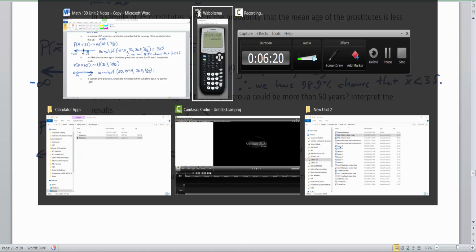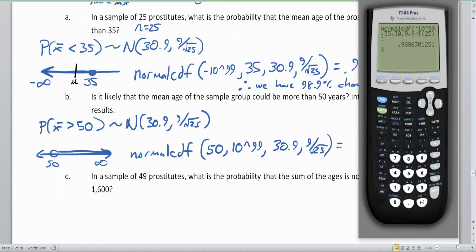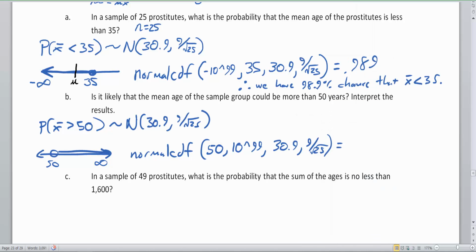Okay, so then go back to the calculator here. Let's click on second vars and then go down to normal CDF. And we're going to go from 50 to 10 raised to the 99th power. And everything else is set up fine. And now we get an answer of 1.3 e negative 26. Now you might think that that's 1.3%, but that's not true.